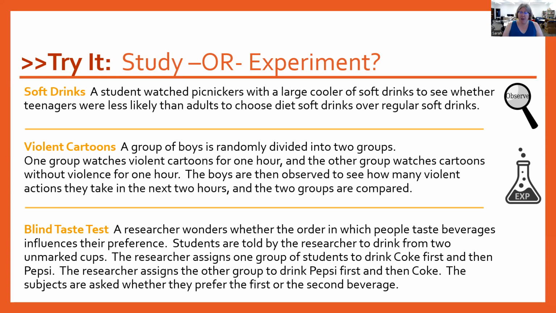Students are told by the researcher to drink from 2 unmarked cups. The researcher assigns one group of students to drink Coke first and then Pepsi. The other group does the opposite, Pepsi and then Coke. The subjects are asked whether they prefer the first or second beverage. Okay, so we are doing something here that makes this an experiment.